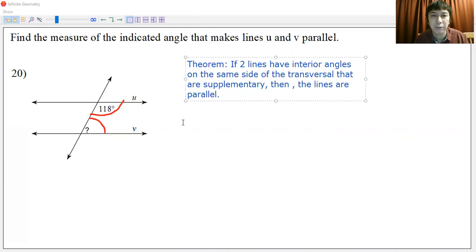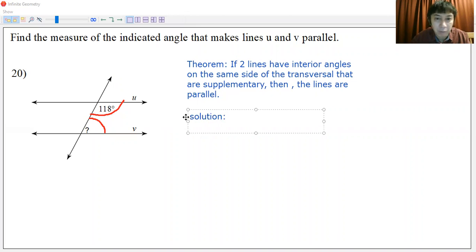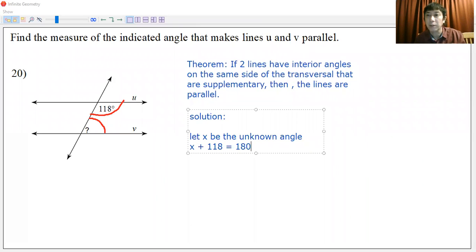Our working equation should be: let x be the unknown angle, the question mark represented by x. So x plus 118 must be equal to 180. They're supposed to be supplements to each other, so when we add these two angles, it must be equal to 180. Solve for x now. So we deduct 118.